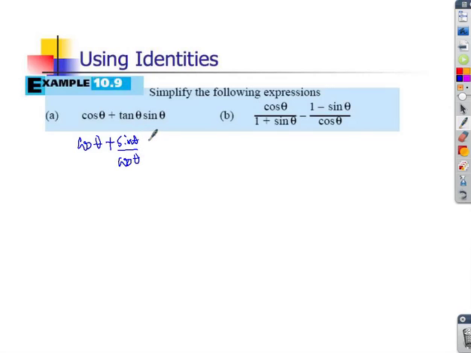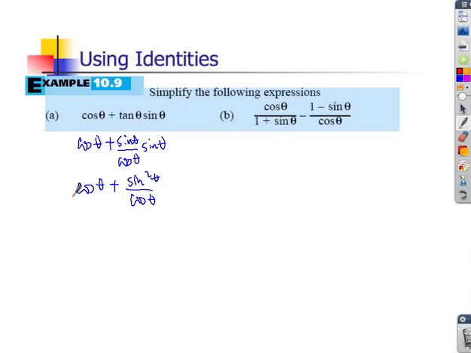And obviously, everything else in the question is in terms of sine theta and cos theta, so it makes sense to change tan to its identity, sine theta over cos theta. So if we do a little step of work here, we get this. And now we have two terms. One's a fraction, one's not. It'd be good to add these together as fractions.